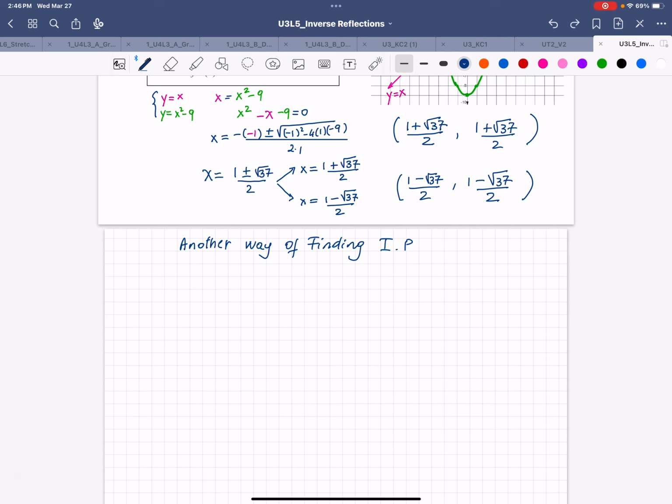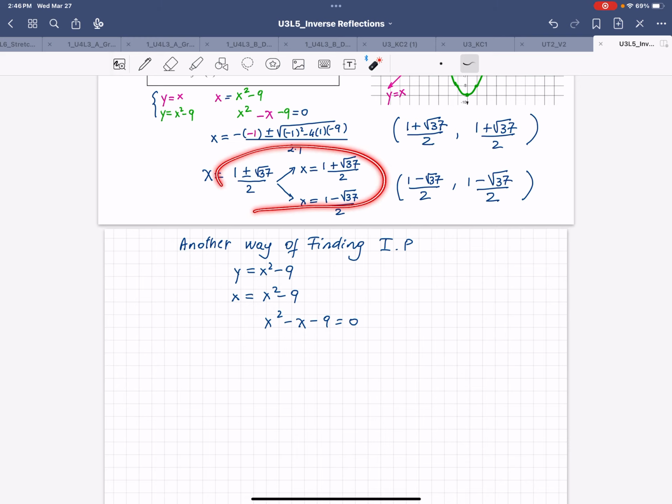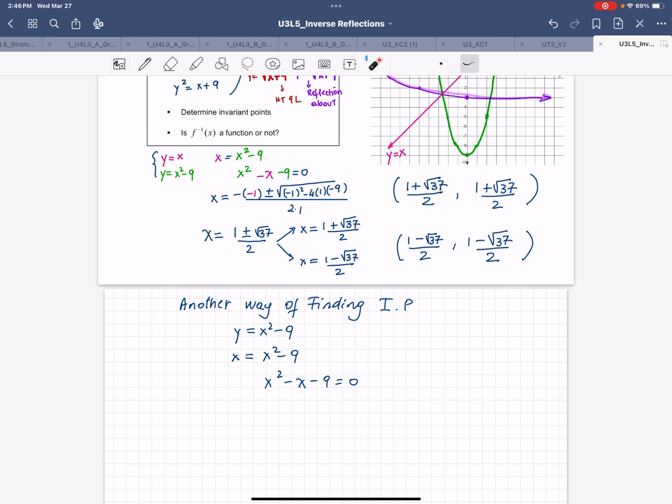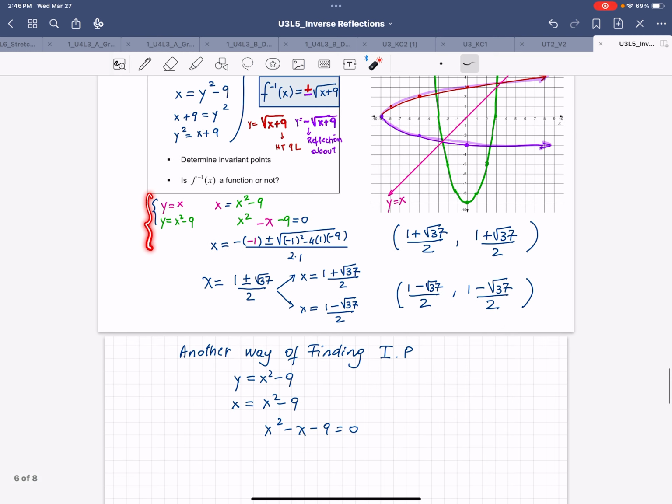So if we have the equation of the function in the form y equals x squared minus 9, then we make y equal to x. And then x squared minus x minus 9 equals 0, and then you solve the equation from there. It's exactly the same thing. So it's sort of a shortcut of what we just did in here. Now, it is a practical way, as I mentioned, to find the invariant points, because it doesn't really explain all the details of how and why we find the invariant points the way we do.